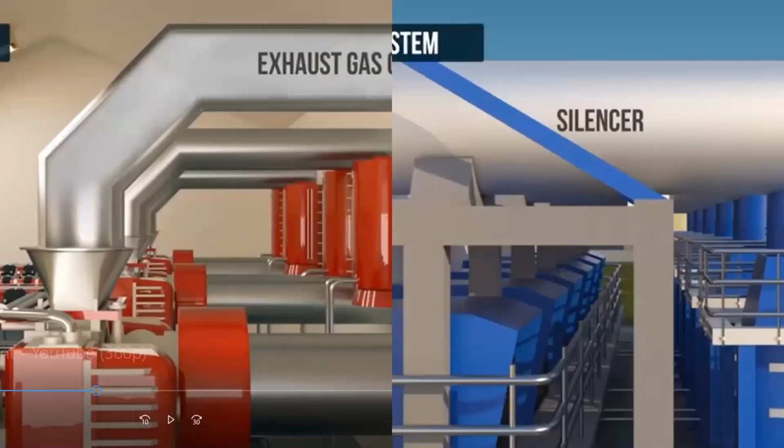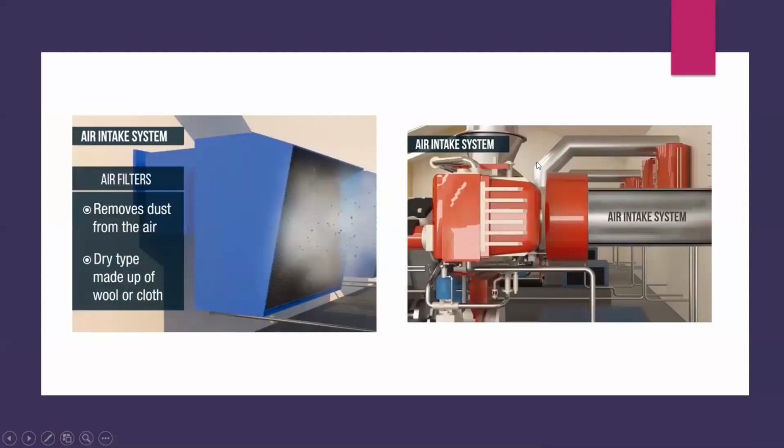Now the exhaust gas path: the exhaust gas goes through the exhaust duct, then outside you have a silencer over here. Inside the silencer, the sound noise will be removed. In the air intake system, first you have a filter to remove dust from the air, and it will be a dry type made of wool or cloth. The dust is removed there first, and then the air goes through the duct inside to your diesel engine.